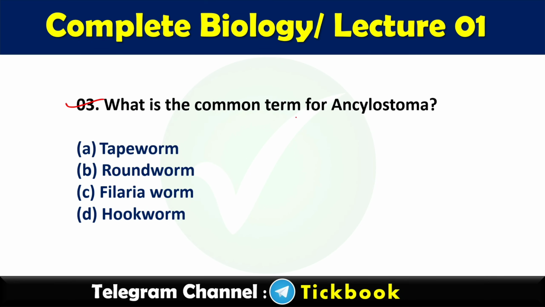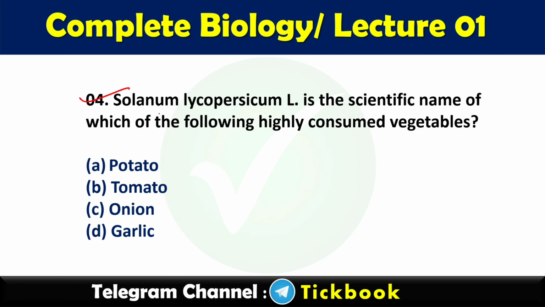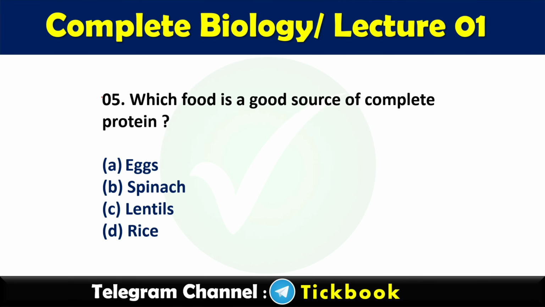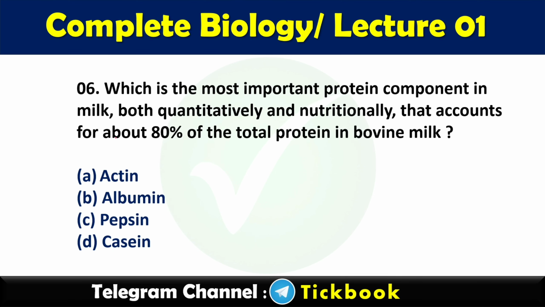Question number 3. What is the common term for Ancylostoma? Option number D, hookworm, is the right answer. Question number 4. Solanum lycopersicum L is the scientific name of which of the following highly consumed vegetables? Option number B is the right answer, tomato. Question number 5. Which food is a good source of complete protein? Option number A, eggs.